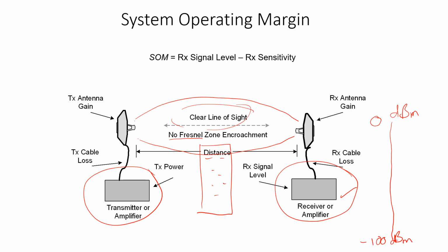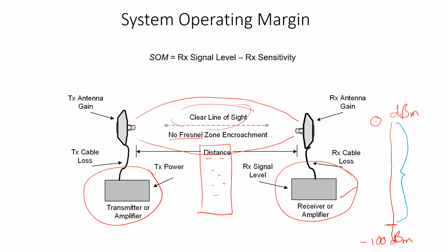Then our receiver sensitivity would normally be around minus 90 odd, might be between minus 90 and minus 100, depending on the receiver. What we must make sure is that the signal we're transmitting, when it's received, is in this range up here. So it needs to be bigger than minus 100 dBm.